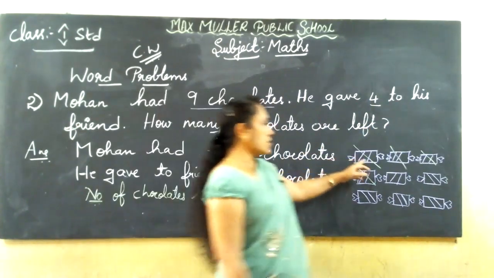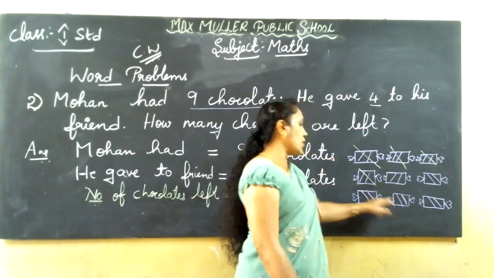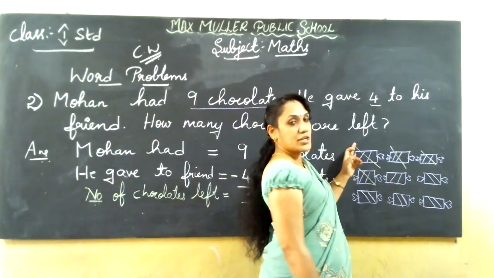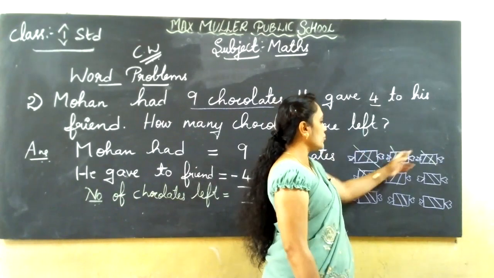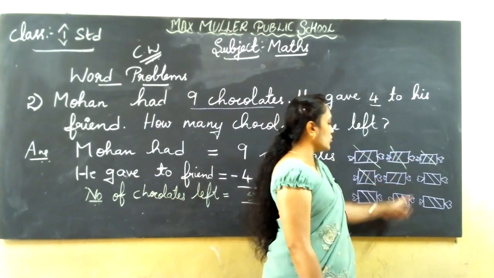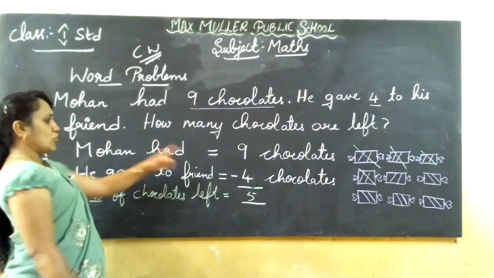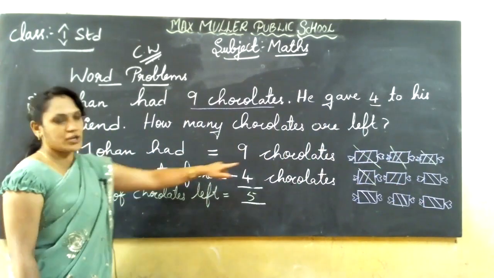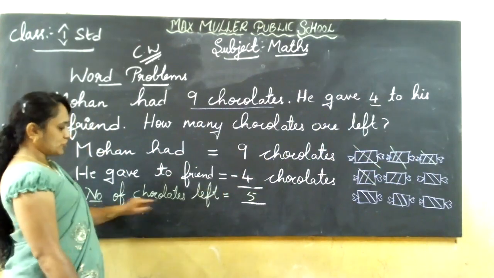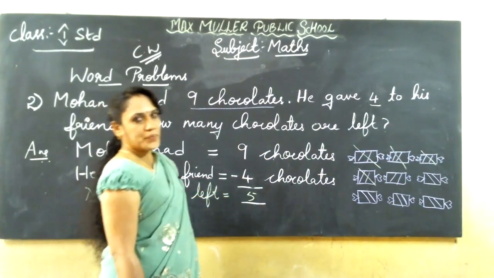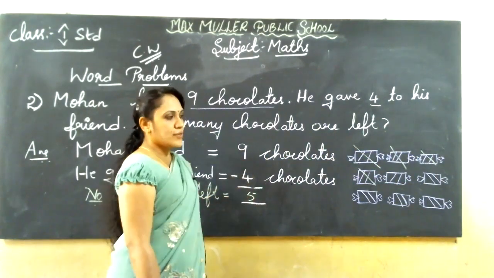So 9 chocolates: 1, 2, 3, 4, 5, 6, 7, 8, 9. Of that, 4 chocolates he gave to his friend. You cut off 1, 2, 3, 4. How many balance? 1, 2, 3, 4, 5. That only I have written here. First line, Mohan had 9 chocolates. Second line, he gave 4 chocolates to his friend. Third line, number of chocolates left, means how many he has in his hand. 5. Okay. So 9 minus 4 is 5.